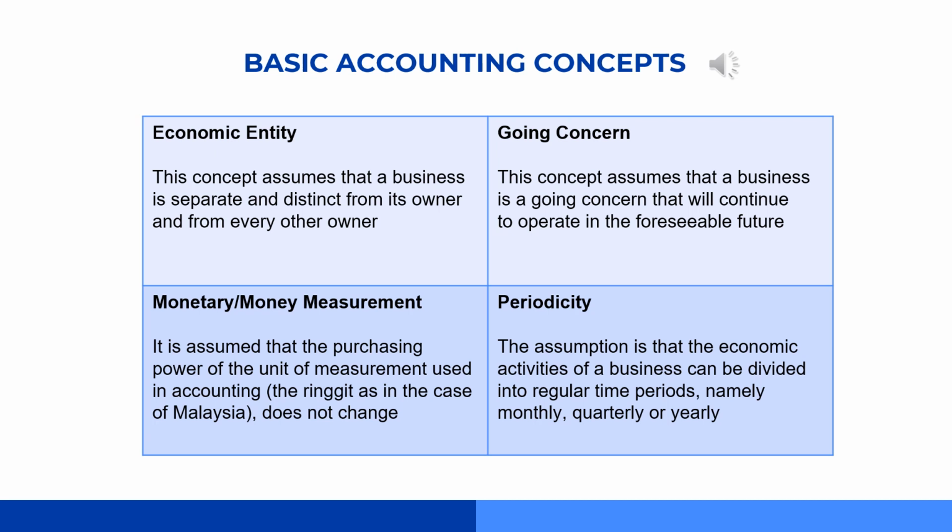So in every report or every financial statement that is being prepared, we should use ringgit Malaysia as the monetary or money measurement. And the fourth one is periodicity. That is the assumption that the economic activity of a business can be divided into regular time periods, which can be monthly, quarterly, 3 months, and then yearly, meaning every year.